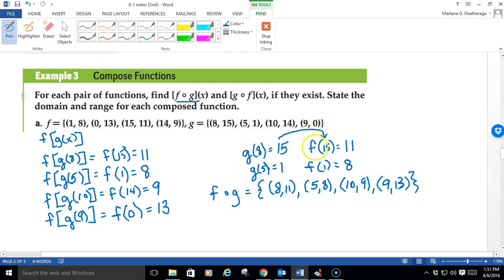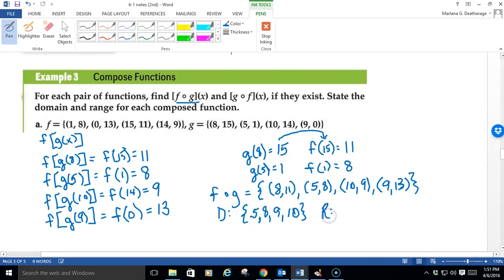Alright, now we want the domain and range. The domain, since these are individual ordered pairs, the domain, we're just going to list the individual x values. Remember, domain, that's your x values. So in order, it would be 5, 8, 9, 10. Alright, your range would be 8, 9, 11, 13.